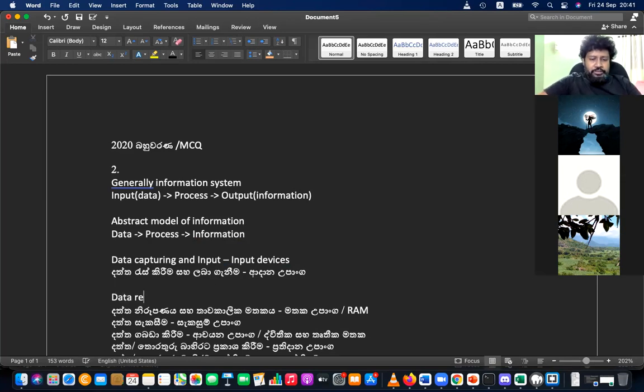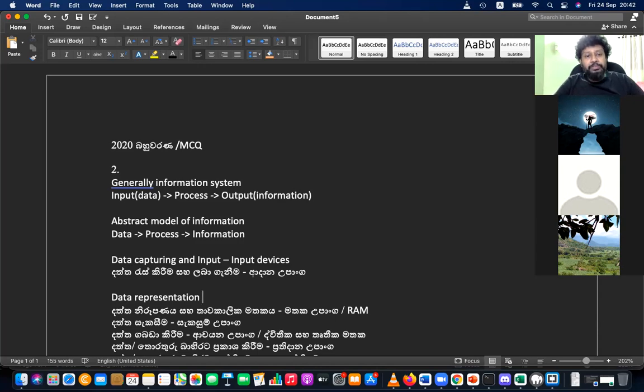Data representation. We represented two states, on and off, using 1 and 0. On is 1 and off is 0. We just use two states. And then we represented letters using ASCII, American Standard Code for Information Interchange. Then we represented characters using ASCII and Unicode. We learned about character representation in grade 10.